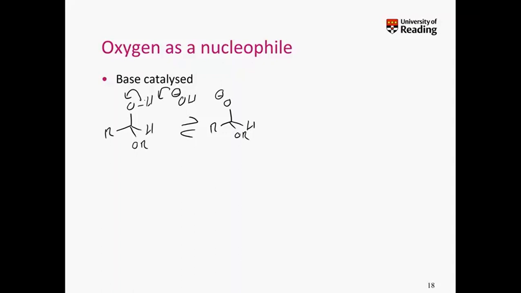So we've taken our hemiacetal to start with. We've removed a proton from it, so we end up with this charged species. And then at this point, because we're under basic conditions, we can reform our carbonyl bond. That means carbon's got too many. But because the OR group can leave under basic conditions, it can. And we end up with an aldehyde and our alcohol.